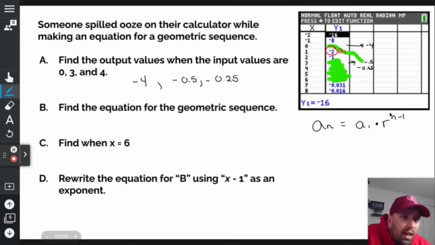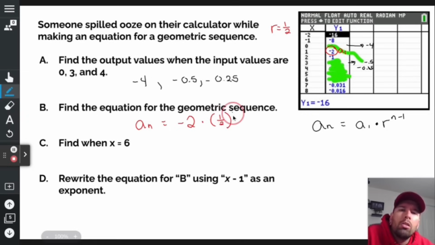We already said that our ratio was a half. So let me write that up here. Our common ratio is what I multiply from one number to get to the next, and that's a half. That's really all the information I need. A sub n equals the first term, which was negative 2, times r, which was a half. I like to wrap that in parentheses, even though it may not be necessary. So that dot's not really necessary. It's all good. To the n minus 1.